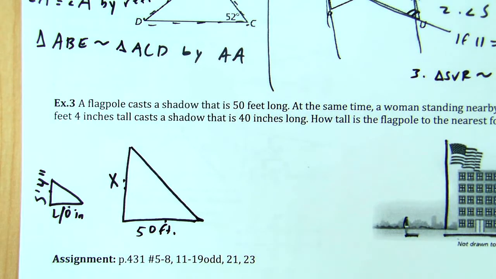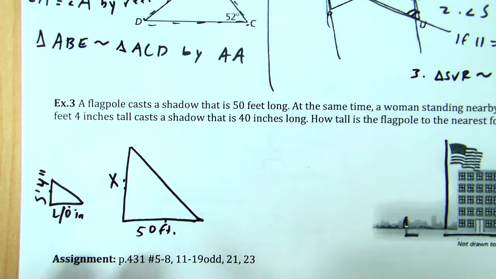And the reason that these triangles are going to be similar is because of angle-angle. These are both right angles, and the rays of the sun come in parallel, so this angle and this angle would have to be the same, so therefore they're all the same. So they are going to be similar triangles.